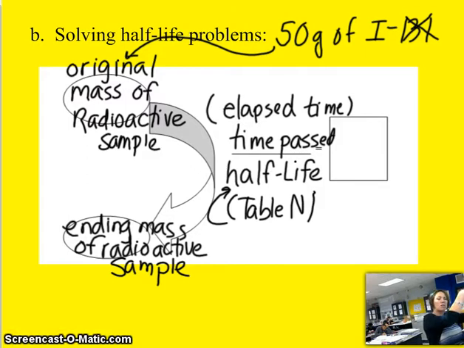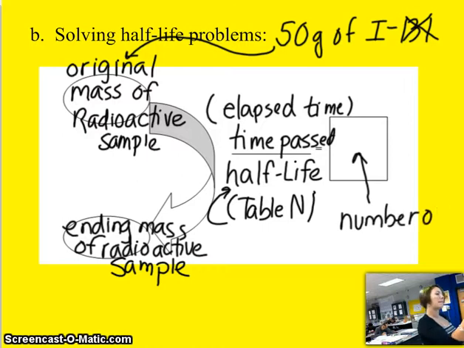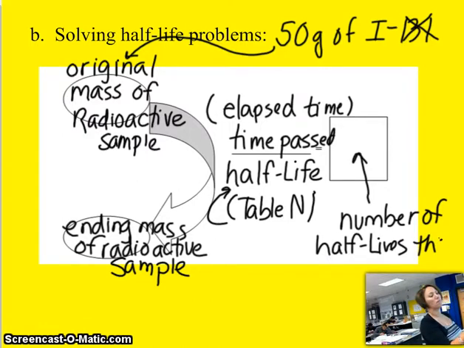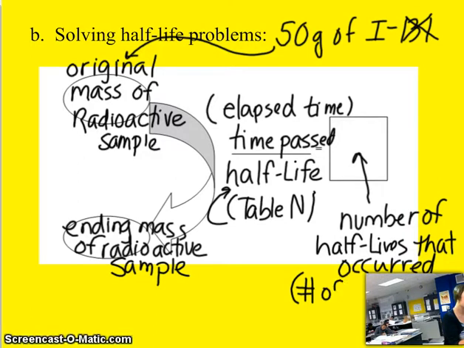So once you divide those, that's why they're in a numerator and denominator here, you'll get some number, and that number goes in the box. That is your number of half-lives that occurred. Sometimes that is called half-life periods. So that is how many times our mass got cut in half.